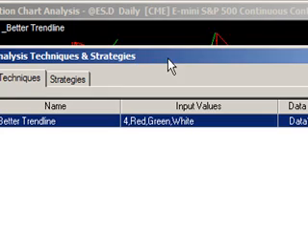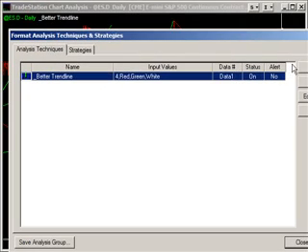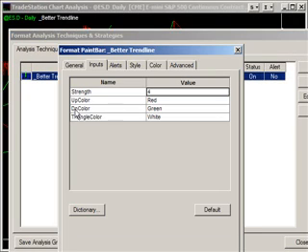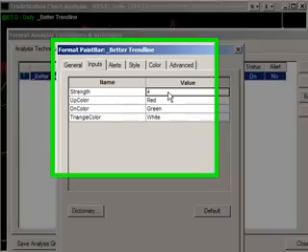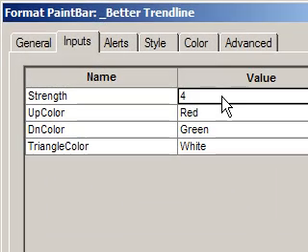So if I go right click, format, better trend line, there are my input values, and you can see those in some detail. So the strength is set to 4, and that's as a swing bar strength, or in TradeStation it's called a pivot swing point, set to 4. That means that when you've got a pivot low, there are 4 higher bars to the left of the pivot low, and then there are 4 higher bars to the right of that low. You can choose different strengths. My preferred setting for this on all time frames actually is a strength of 4.